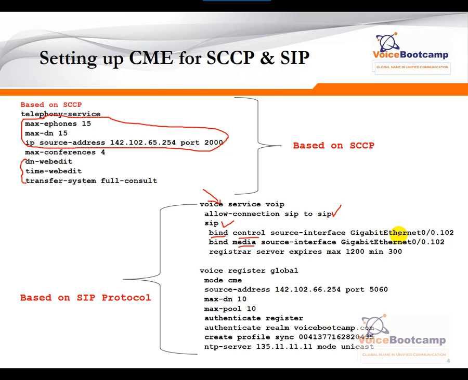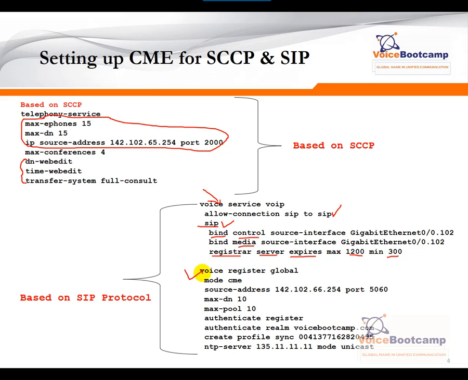For certain clients that are going to register to the SIP, it must require register server parameters. So under the SIP command right here, you're going to say register server max expire maximum 1200, minimum 300 seconds. Once this is done, then you are ready to enable SIP based telephony.